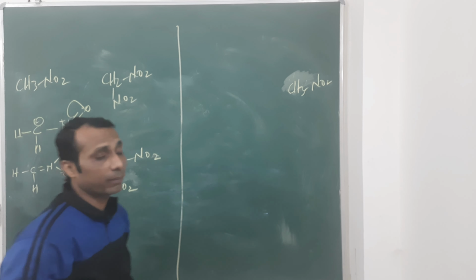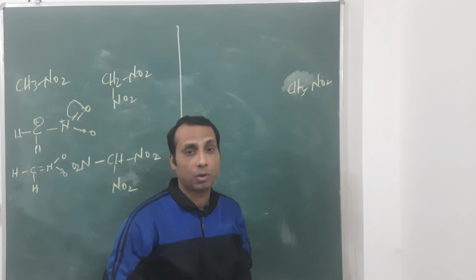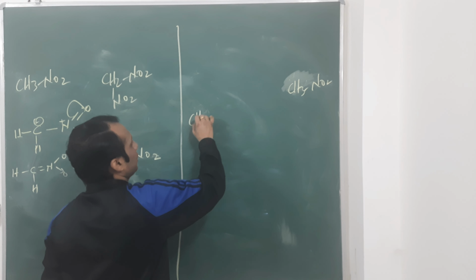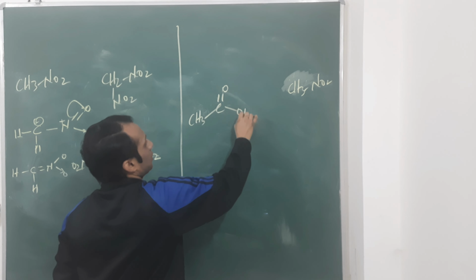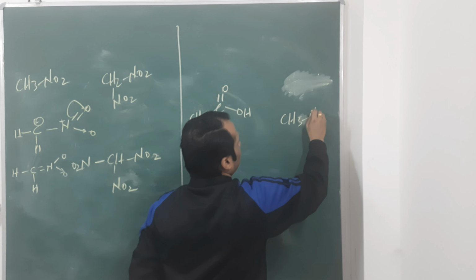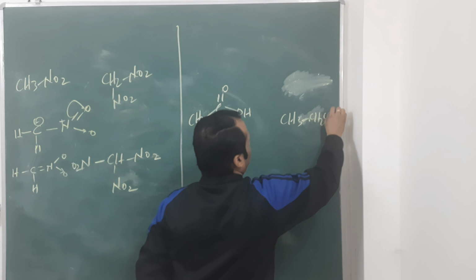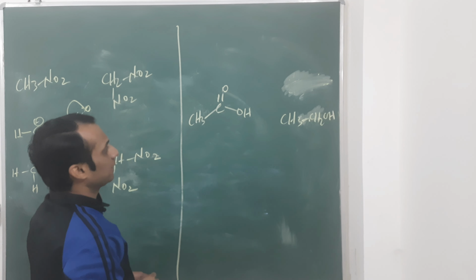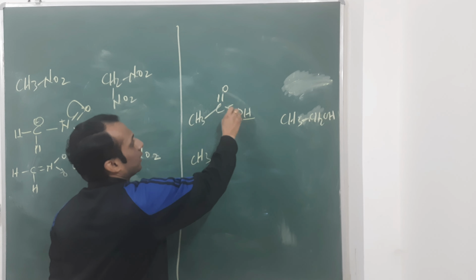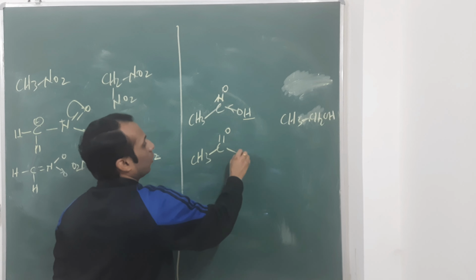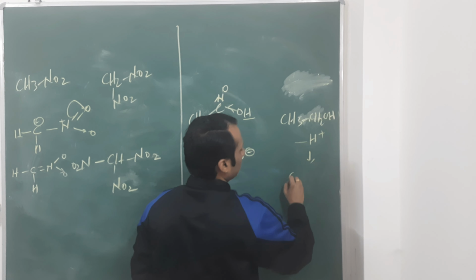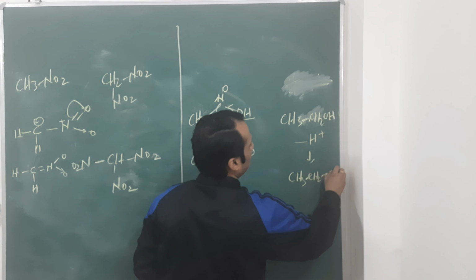Now we talk about alcohol and acid, and how the acidic character is determined. See, we have the acid CH3, C double bond O, OH, and the alcohol CH3CH2OH. Now students, if one hydrogen is released from the acid, it will form C double bond O negative. And if the hydrogen is removed from the alcohol, there is CH3CH2O negative.